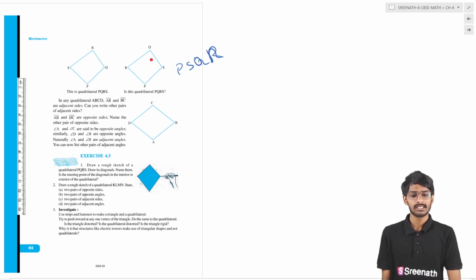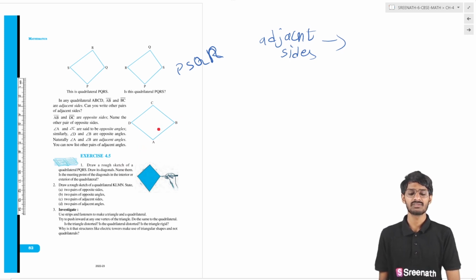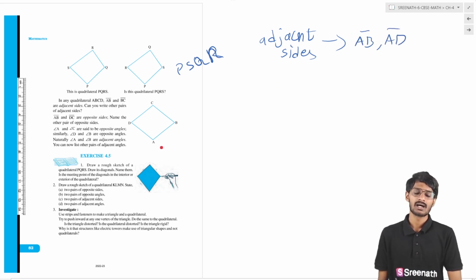Okay. In this quadrilateral, what are adjacent sides? We have to write this also now. AB and AD are adjacent sides. Adjacent sides have a common vertex. Okay, students. So AB and AD are adjacent sides. And what are the other adjacent sides, students?